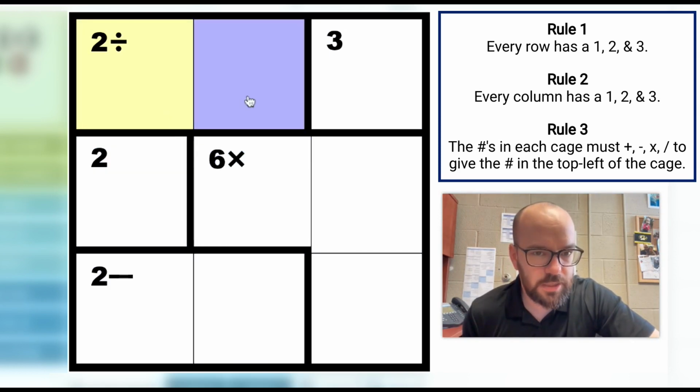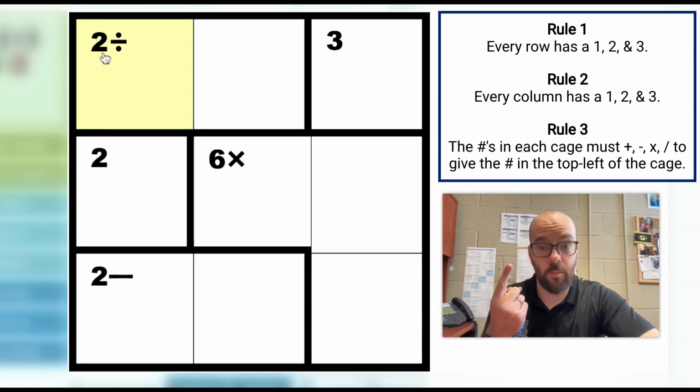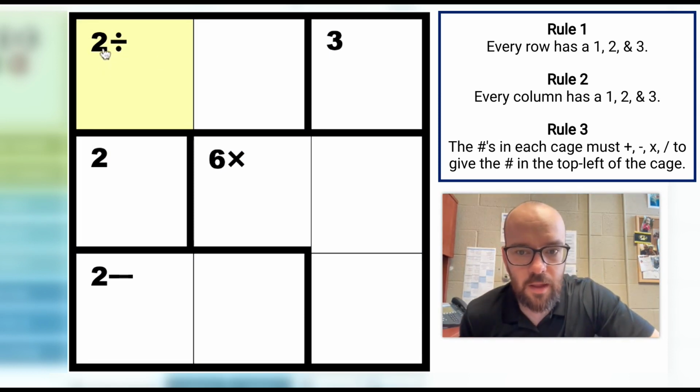Each of the cages is going to have two things. It's going to have a number, and it's going to have a mathematical operation. So in this case right here, I've got the number 2, and I've got a division sign. So the two numbers that go in here are going to have to divide to give me a 2. Right here, I've got a 6 and a multiplication sign. So all three of these numbers are going to have to multiply together to give me a 6. I've got two numbers here that are going to have to subtract from each other to give me a 2.